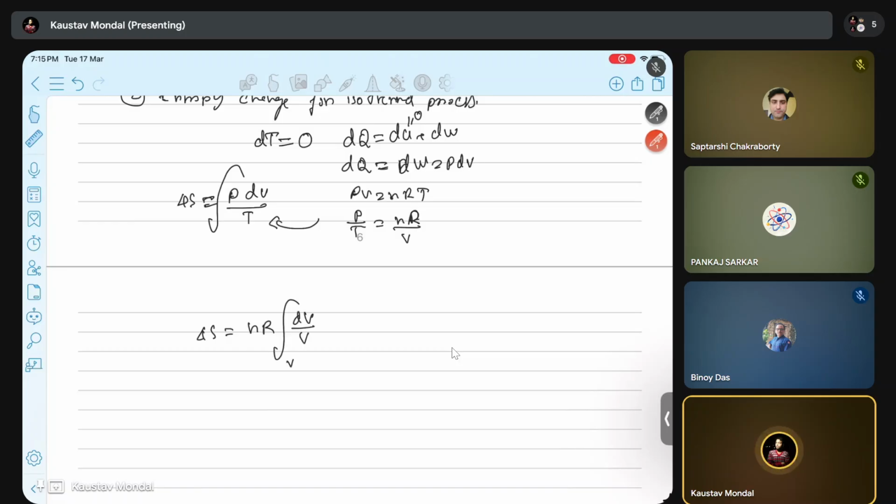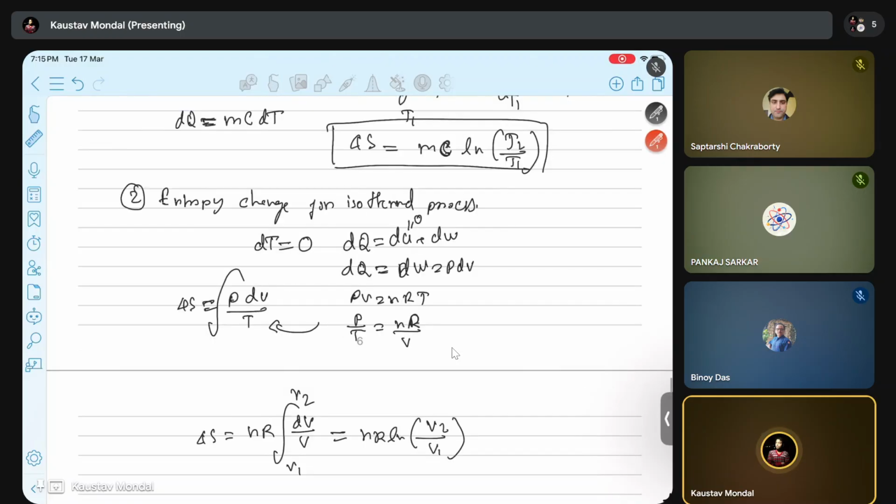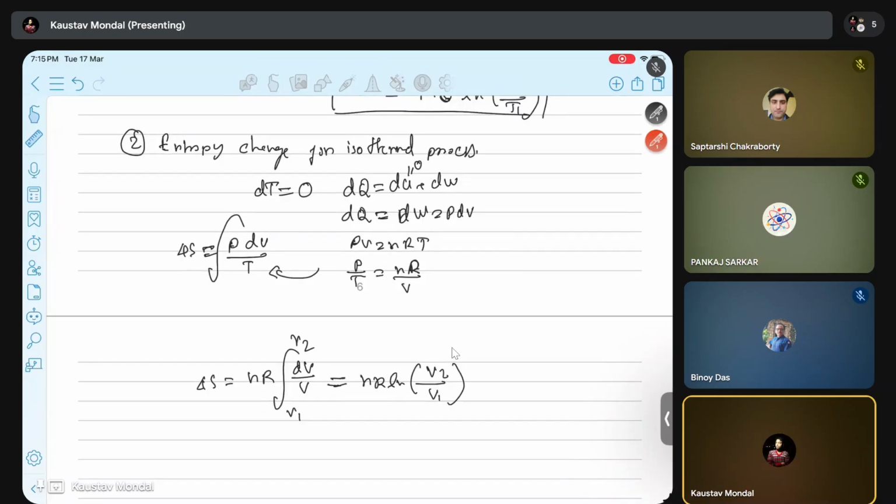If you integrate from V1 to V2, let's consider the change in volume from V1 to V2. It would become nR ln(V2/V1). So for an isothermal system, the change in entropy is related by this formula, given that the volume is mentioned in the problem.